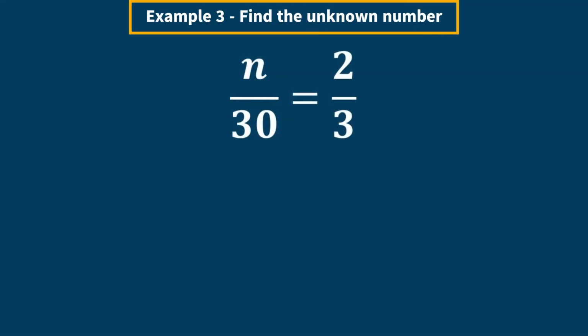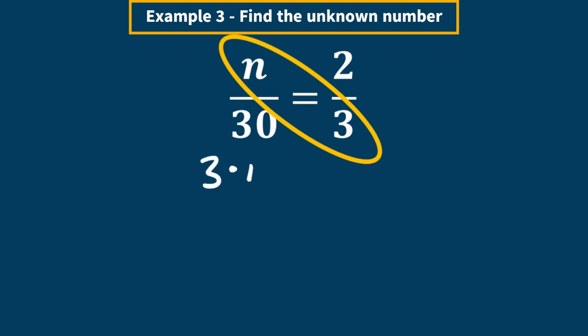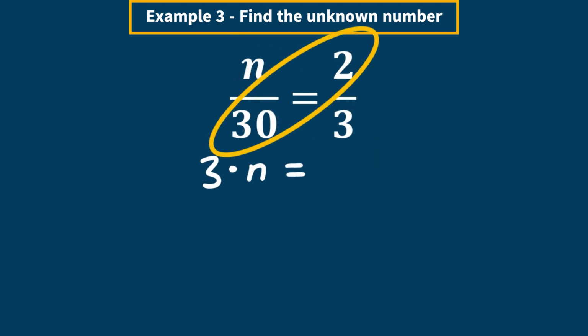Example number 3. We want to find the unknown number here to make the proportion true. All that means is that we want the left side ratio to be equal to the right side ratio. The way we do this is the same process as all the other ones. All we're going to do is cross multiply. So let's look at the first diagonal. We have a 3 and an n. That means we have to multiply those numbers together. What that's going to give us is 3 times n. And now that has to be equal to the other diagonal numbers multiplied by each other, which is 2 times 30.